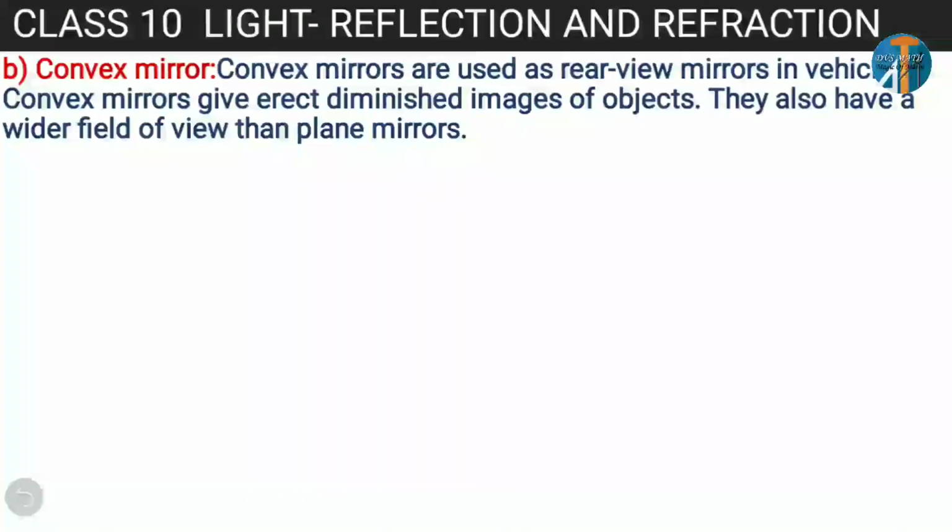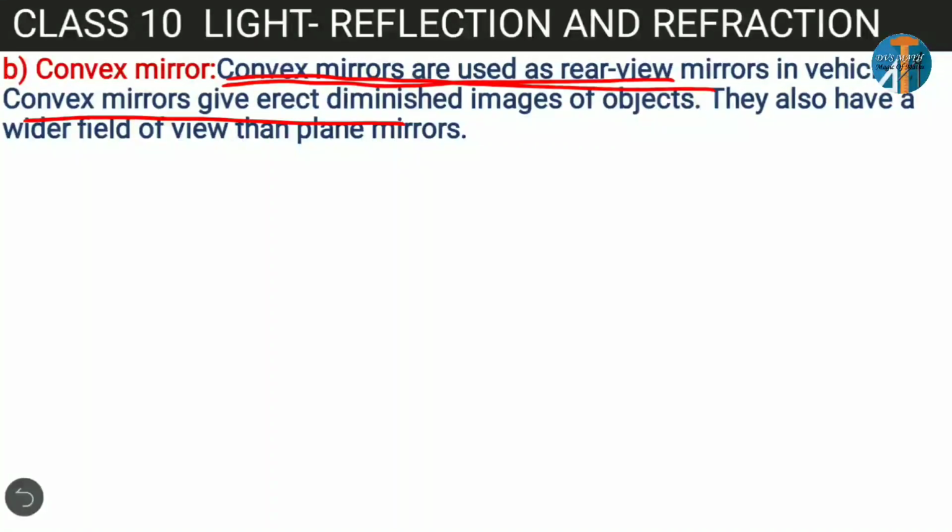Next is the use of convex mirror. Here you can observe only one main use, and they also ask it in the give-reason part. This question is very important. Convex mirror is used as rear view mirrors in vehicles. Rear view mirrors you can call side mirrors. You can observe the side mirrors of vehicles, right? Why is it used as a rear view mirror? The main reason is that a convex mirror gives an erect and diminished image of the object.